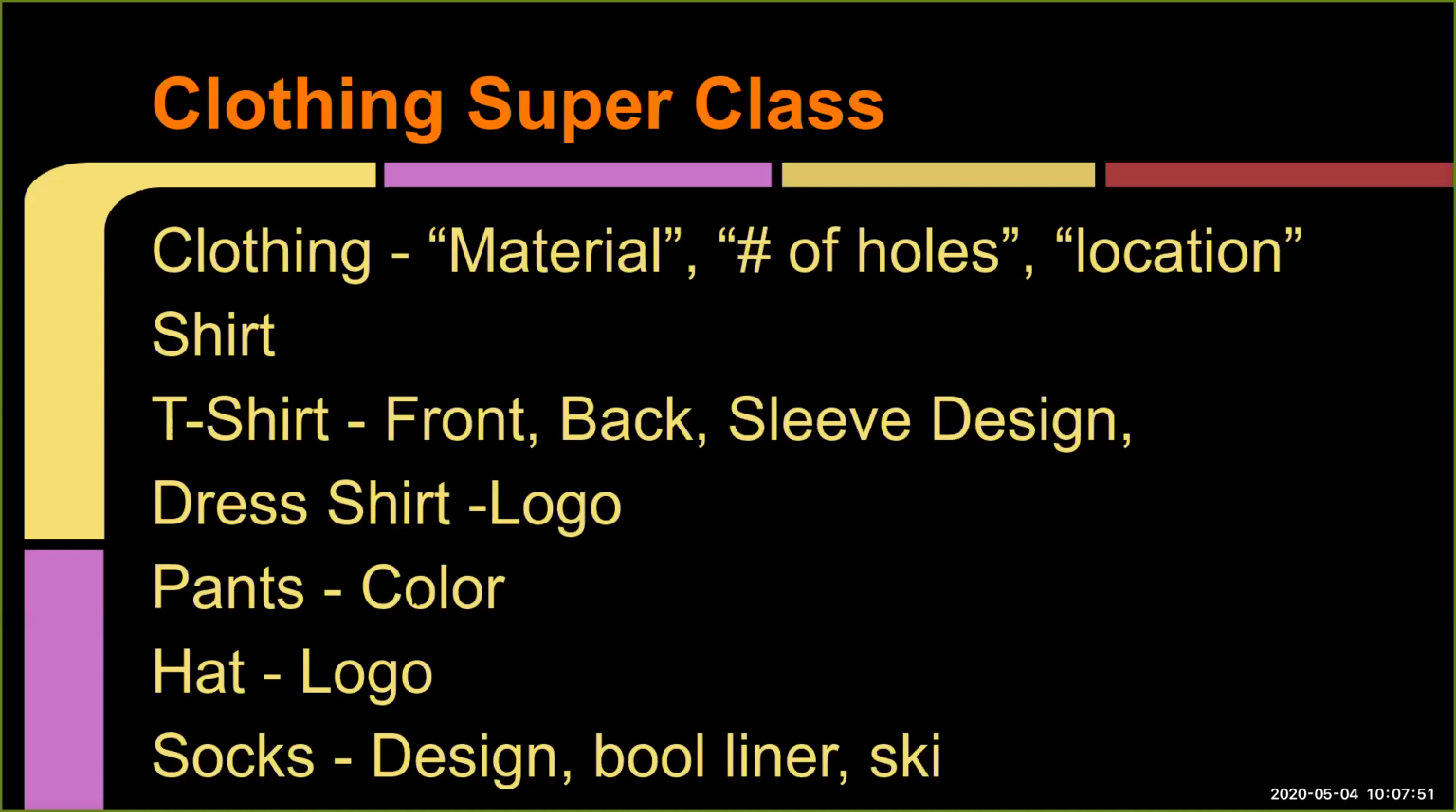I mean, it could be represented as a hex value, so an unsigned thing. The booleans, right? For the socks, are they liners or are they ski? You could make subclasses for those, but yeah, you could have a boolean type. So don't just think of everything as strings, as descriptors or something like that.